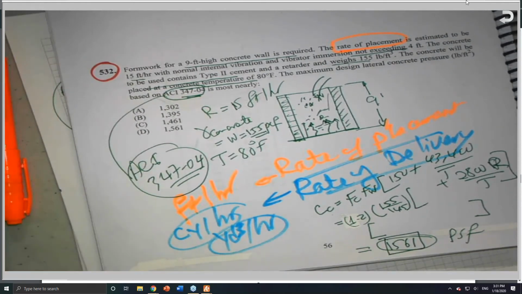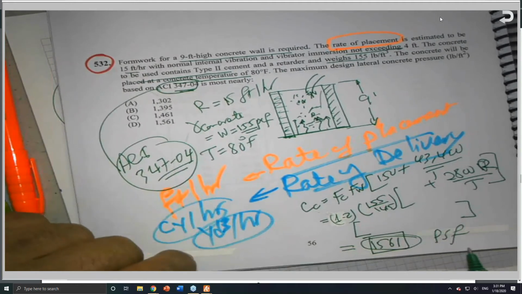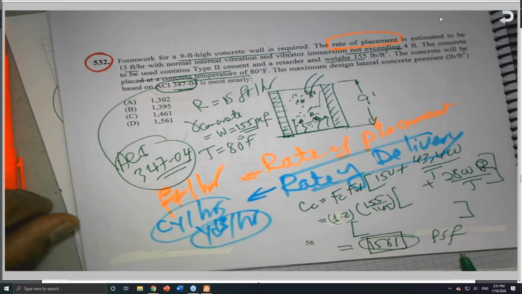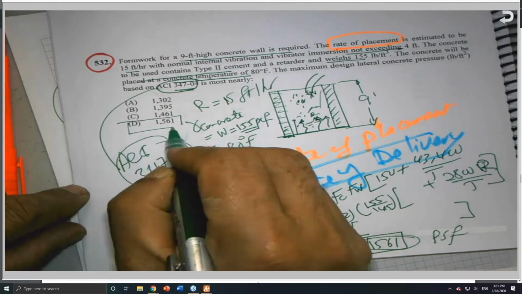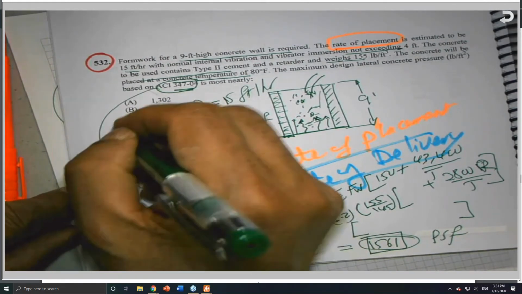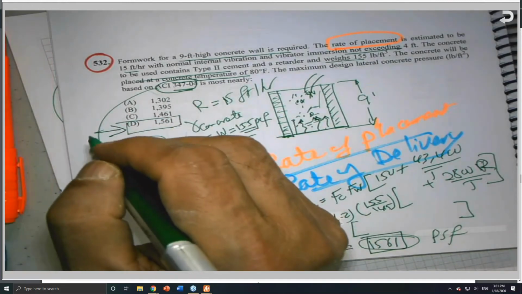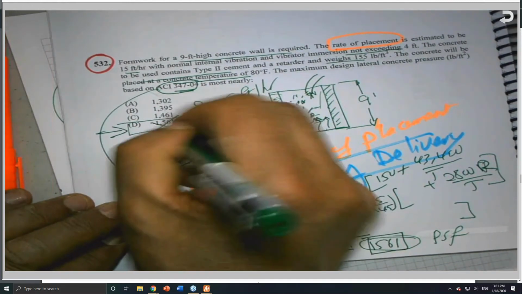He probably calculated for us 1561. Can you review your number, please? Okay, I got 1561, unless I did something wrong. And the 1561 is here. And if I pick this answer, I'll go home happy. Probably you will blame yourself later on.